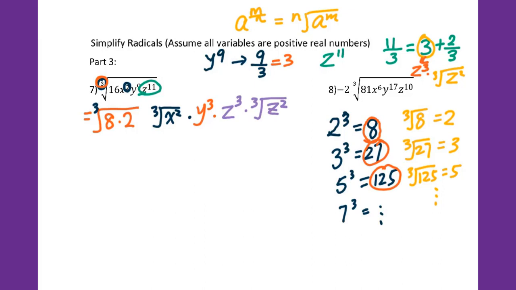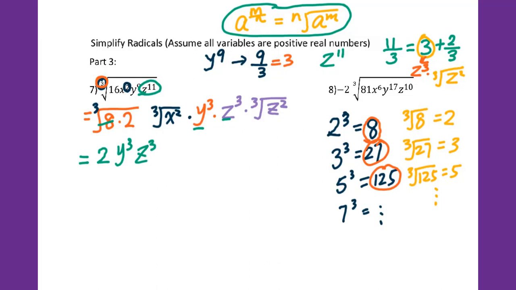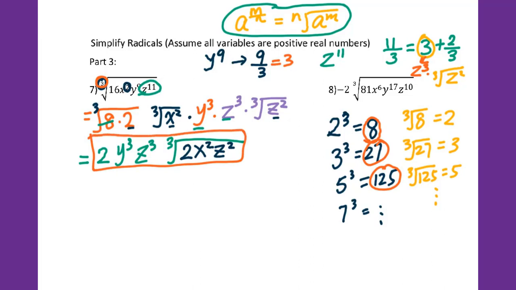When you simplify cubic root, you have to remember this rule. Now, we will take the cubic root of 8, that's 2. What's outside? You have y to the third power, you have z to the third power. Then what's inside this cubic root, you will have 2, x squared, and then this z squared. That's how you simplify this cubic root.